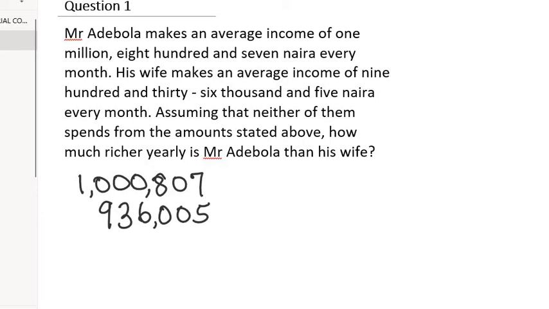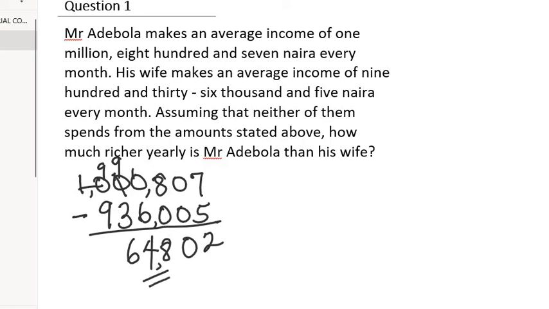Now the question says, assuming that neither of them spends from the amount stated above, how much richer yearly is Mr. Adebola than his wife? Before we talk about yearly, we need to find out how much richer he is on a monthly basis. So I'm going to subtract the amount the wife makes from the amount he makes every month. 7 minus 5 will give me 2. Bring down 0 here. 8 minus 0 is 8. 0 minus 6, not possible. Borrow 1 from this 10. This will be 9. Put it here, 10. Borrow 1 from 10, put it here. This is 9, put the 1 here. 10 minus 6 will give me 4. 9 minus 3 will give me 6.